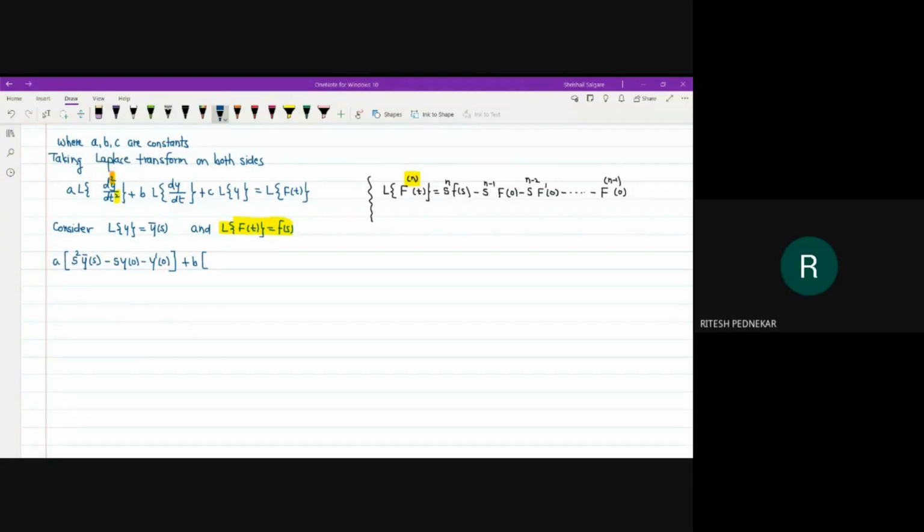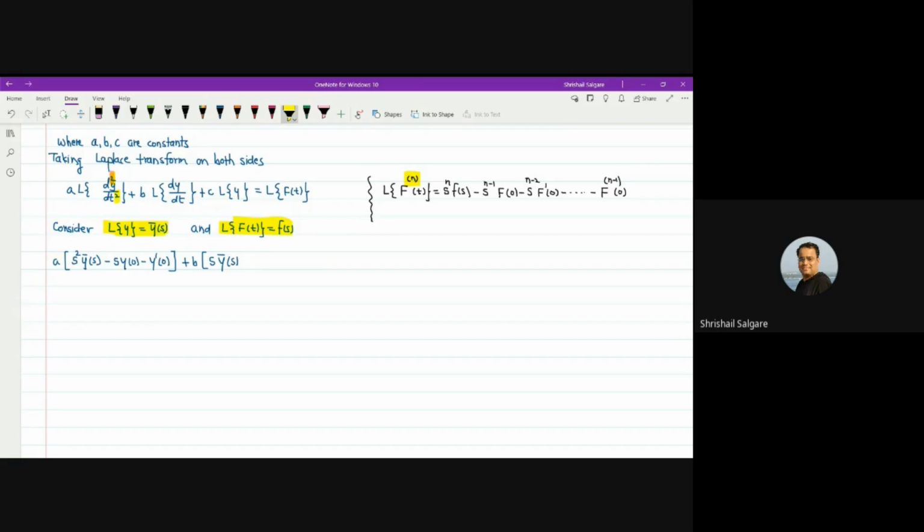Sir, s y bar minus y(0). Yes, look, now what is the order of the derivative in this case? You have to reply. What is the order? 1. 1 means s raised to 1 you will get, right, that I will write. Is it okay? You have to reply. Yes, sir. S raised to 0 multiplied by Laplace transform of y, and that we are denoting as y bar of s. Where did I write? Here, Laplace transform of y.